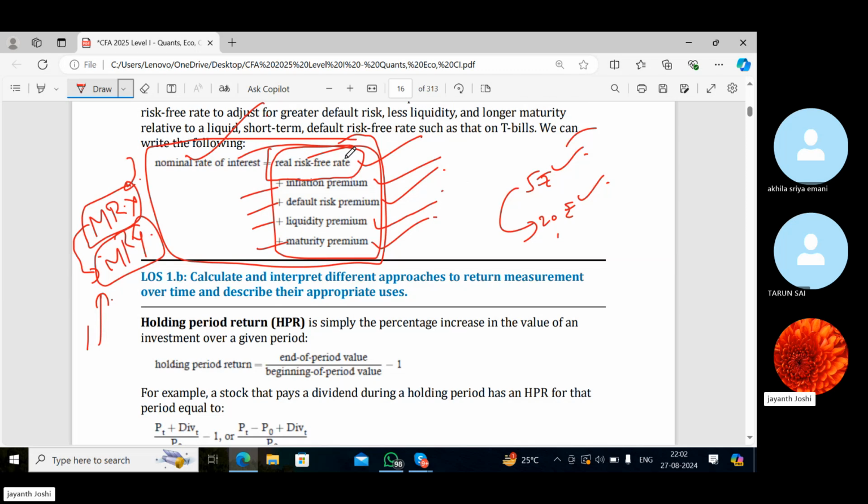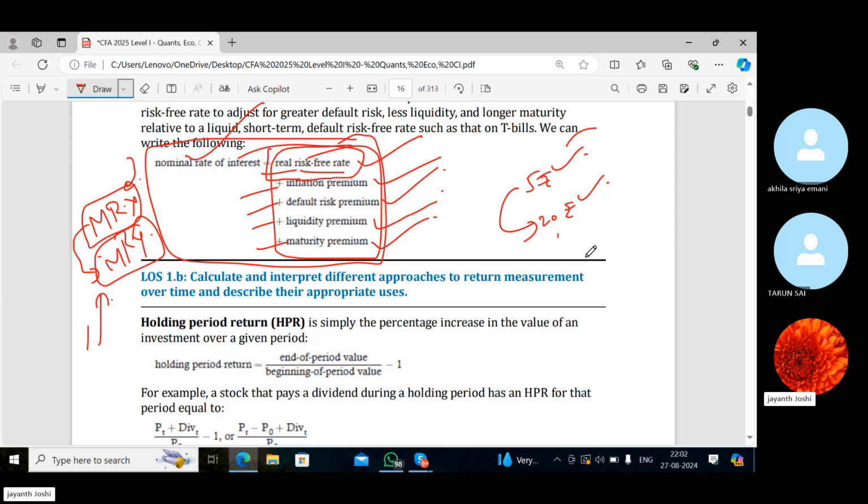Why? Because as government security is risk free, and why you are going to get real returns is that in a short span of time you won't expect inflation impact on your returns. Why? Inflation in the long term is what you can expect to impact your investment. In the short term, inflation is not going to impact your returns in a bigger way, or the impact, if there is one, would be very negligible.